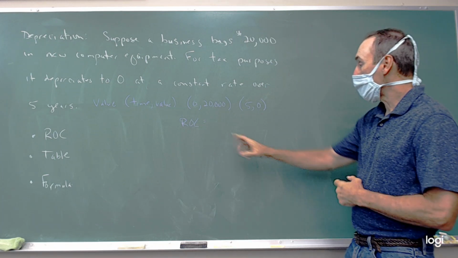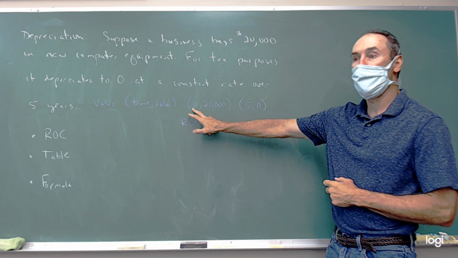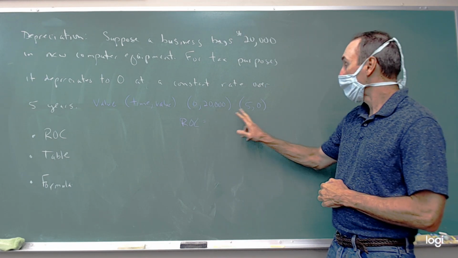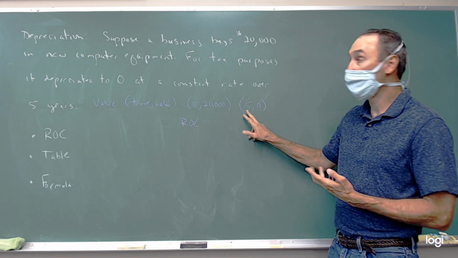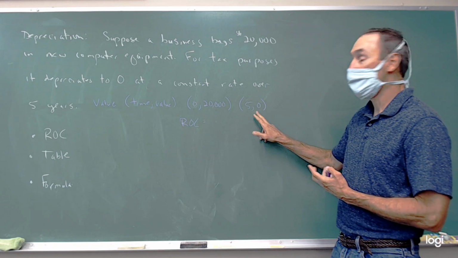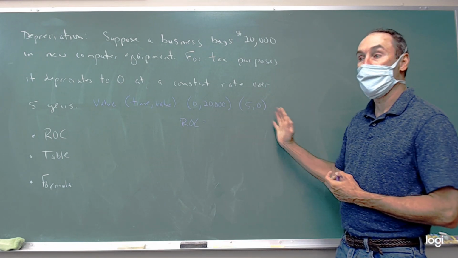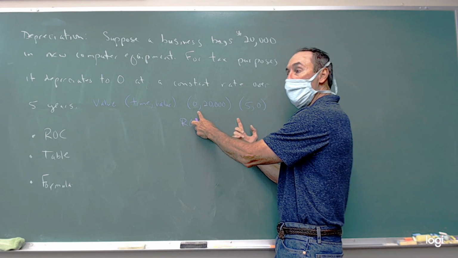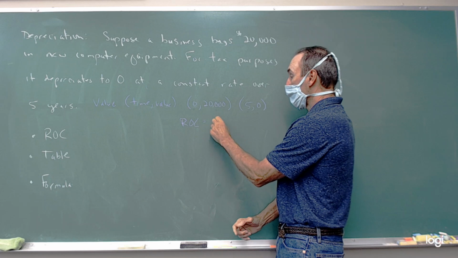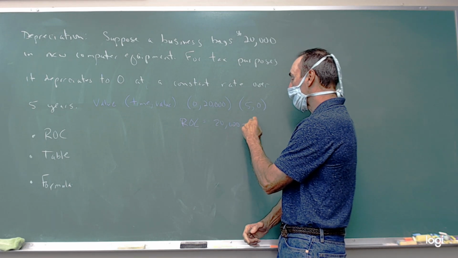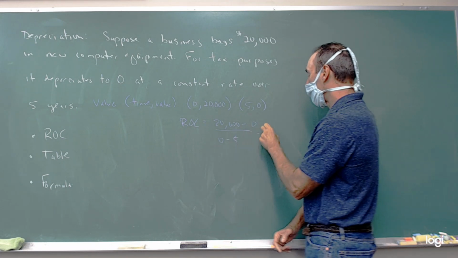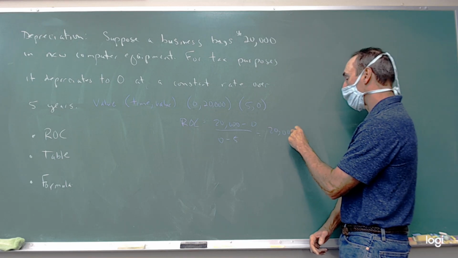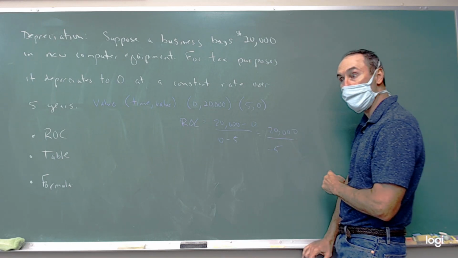So our rate of change, if we think of that at time zero when we bought it, it was worth 20,000. Then in 5 years, when we have depreciated this out, it's going to be worth 0. And so then our rate of change is going to be a slope. So here we are again, y2 minus y1 over x2 minus x1. And so we're going to get 20,000 minus 0 over 0 minus 5. So that's going to be 20,000 over a negative 5 in the denominator.